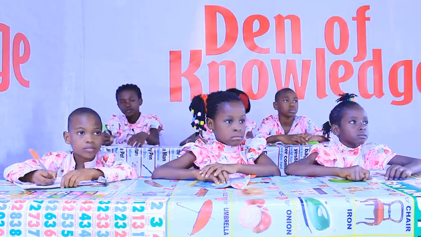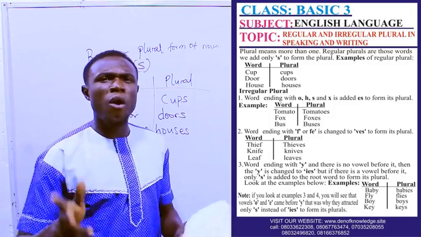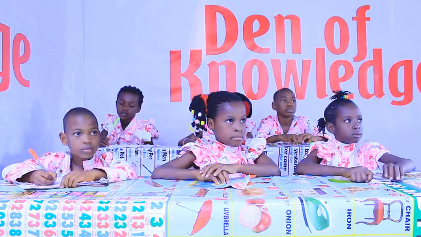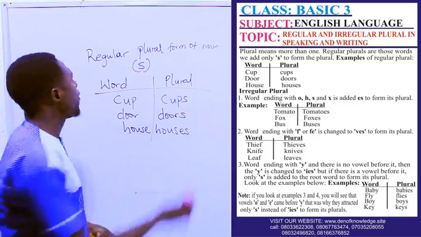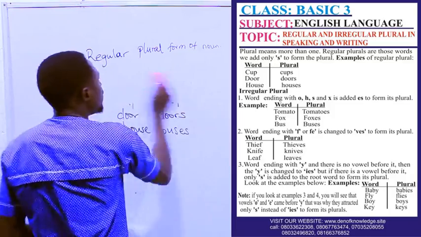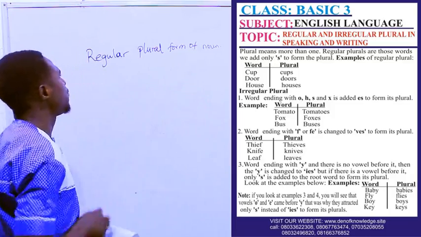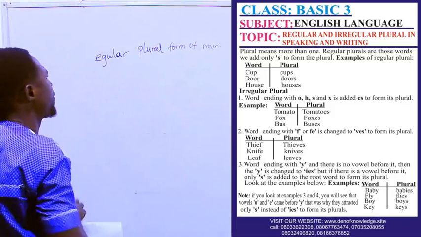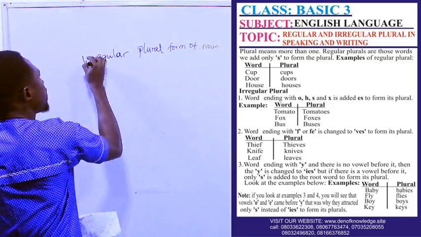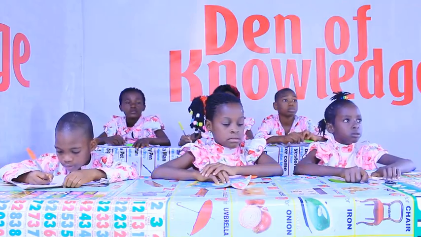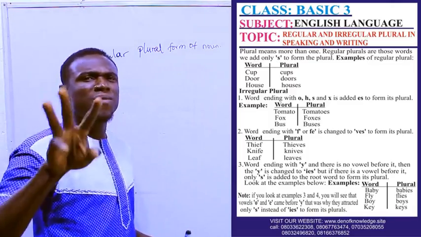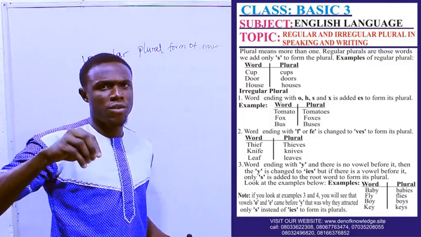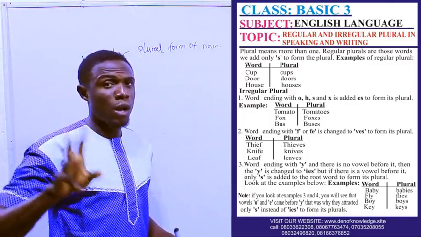Alright? Now let's look at those other words we call irregular plural form of noun. The irregular plural form of noun. That is so simple. There are three types we are going to look at today. Only three types we are going to look at.